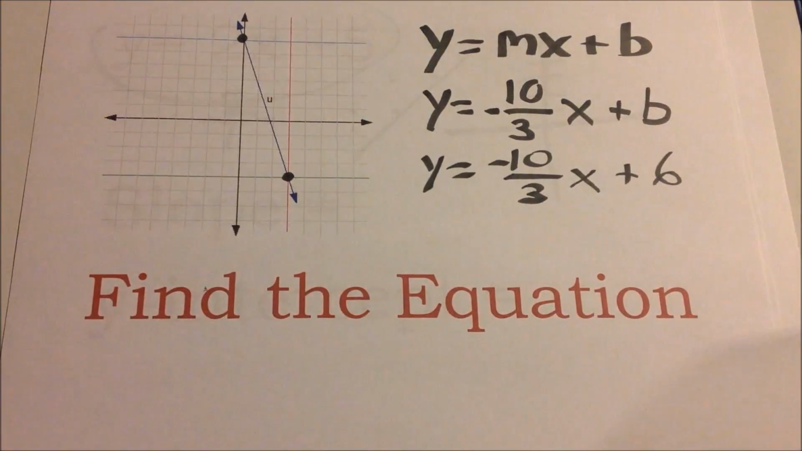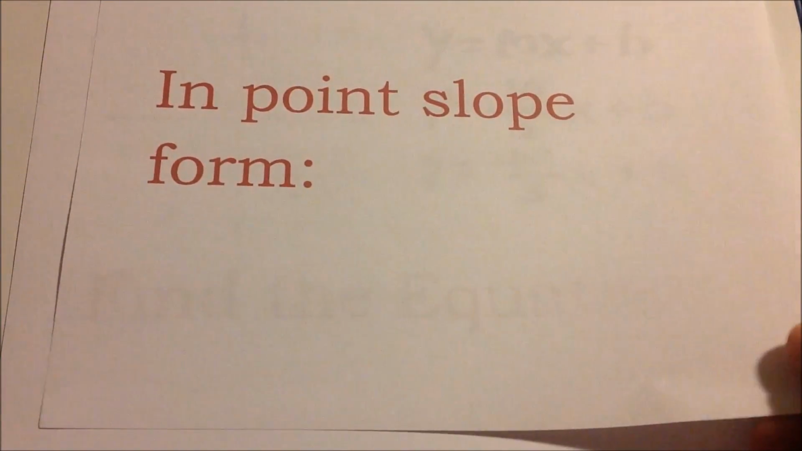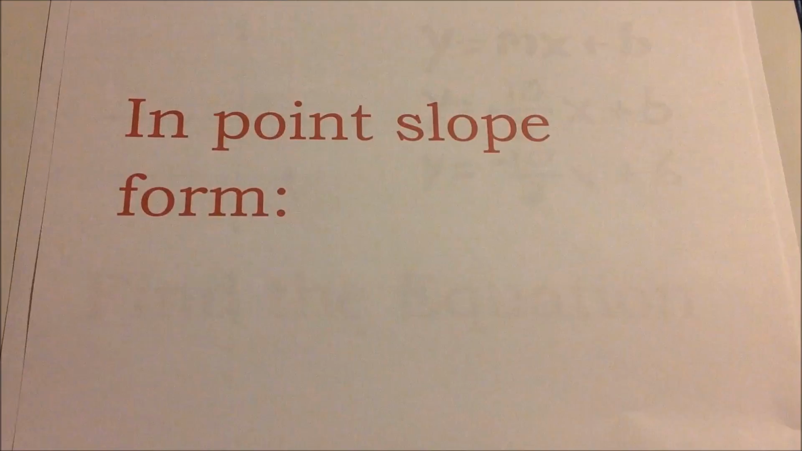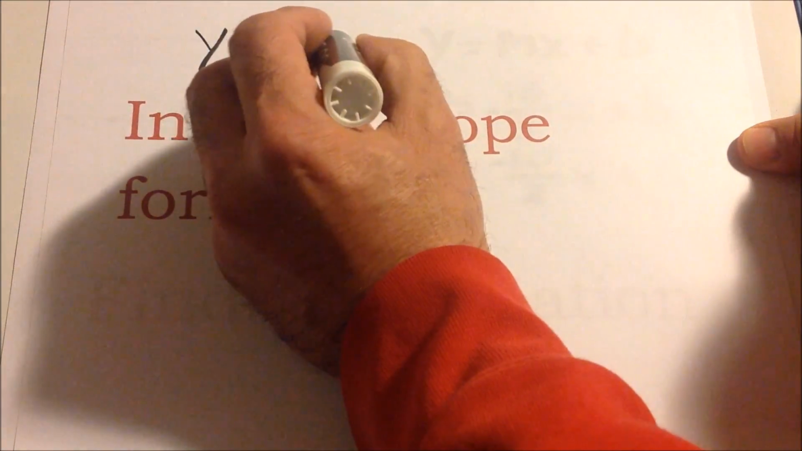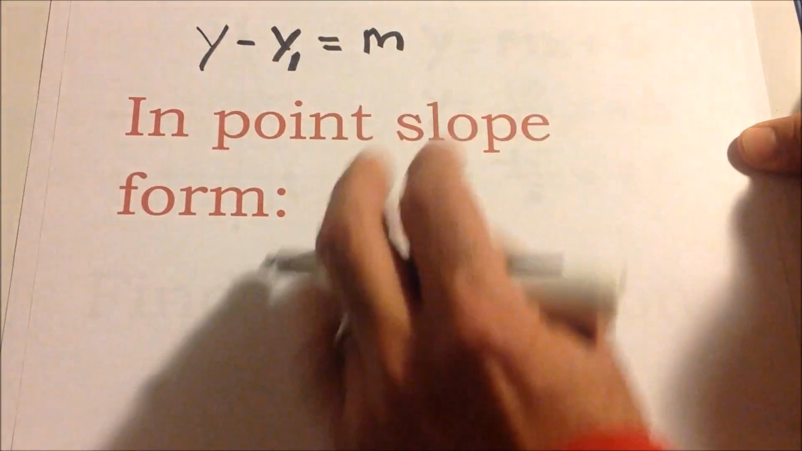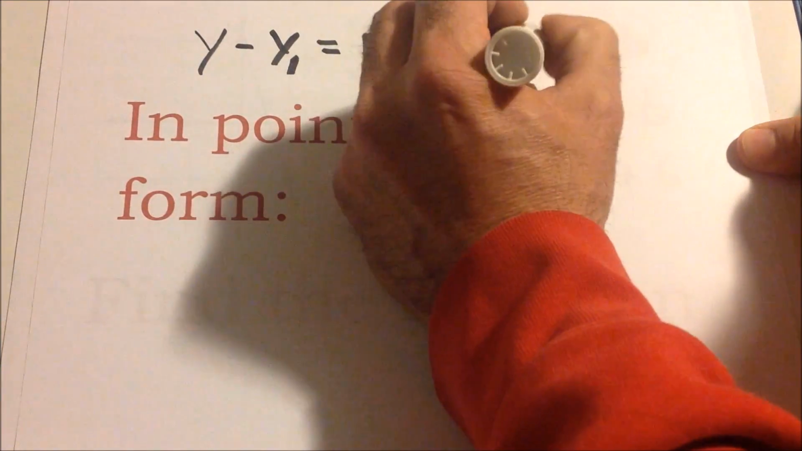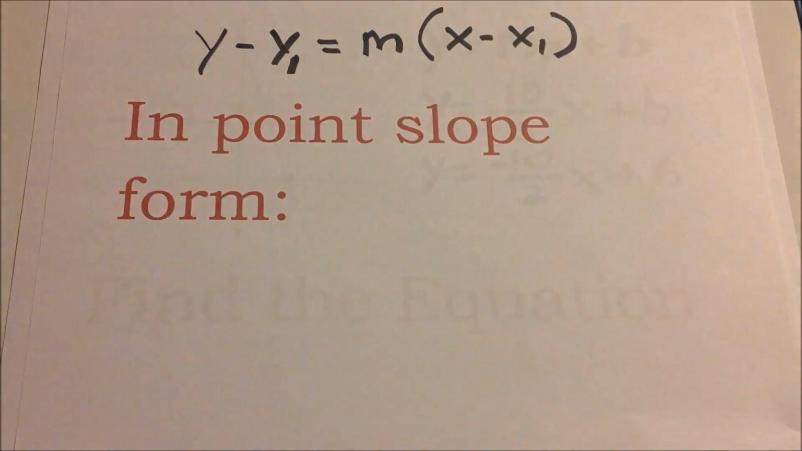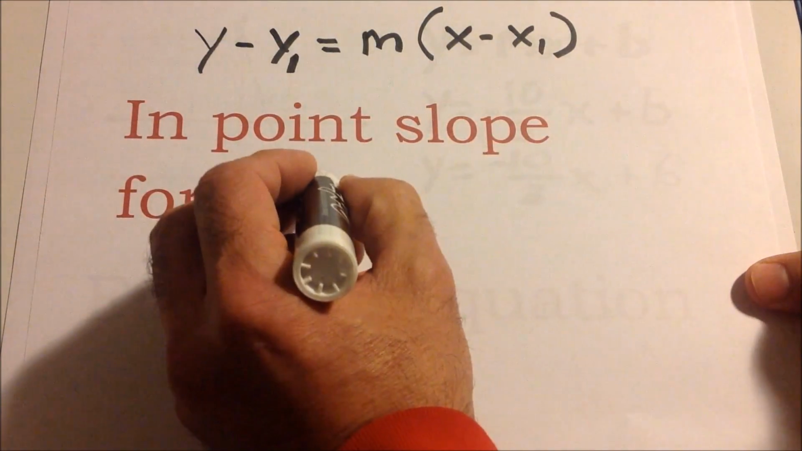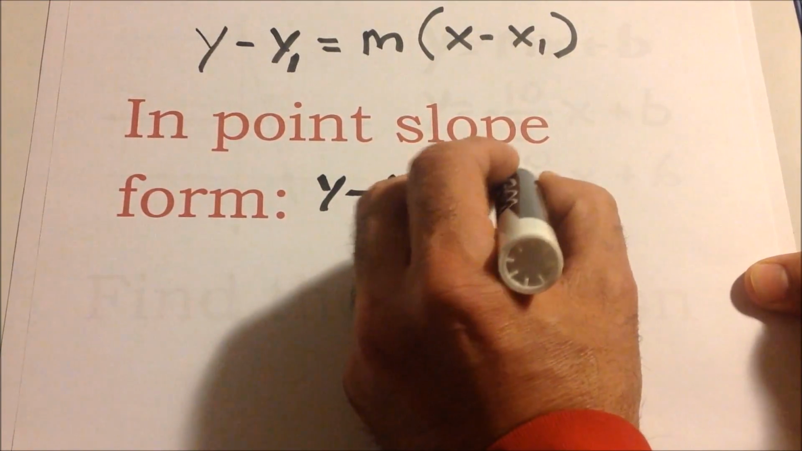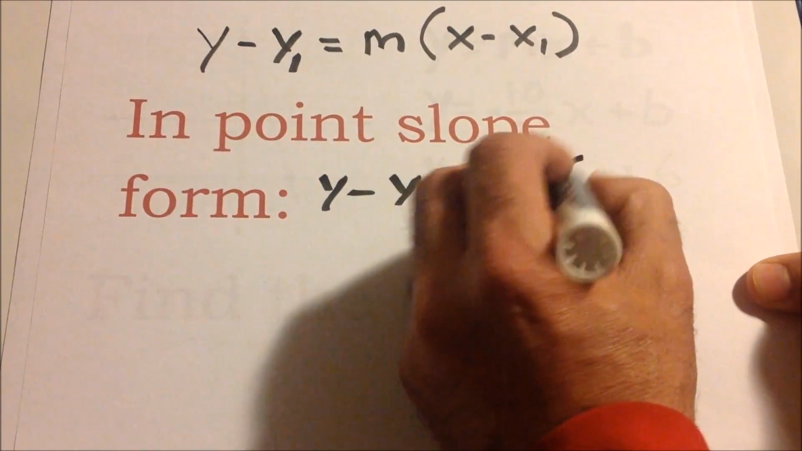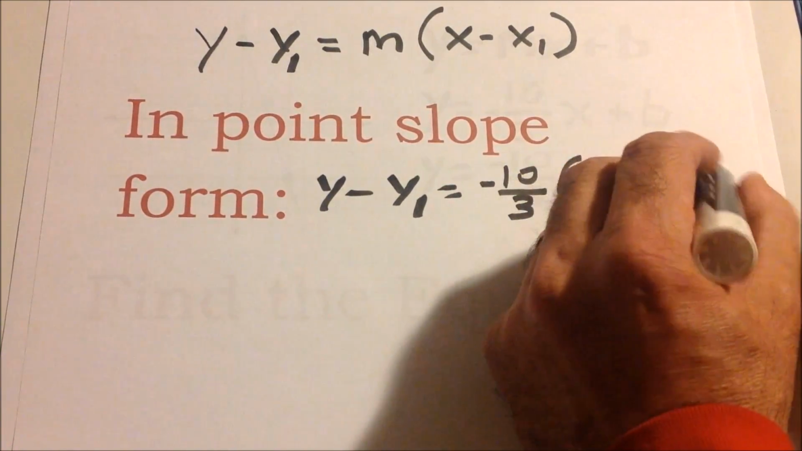So let's see, how do we do this same equation in point-slope form? So again, I'll write point-slope form up here. It's y minus y1 equals the slope times x minus x1. Basically we're using 2 y's and 2 x's. So we know the slope already. Remember the slope is negative 10 thirds, so we can write it again up here: y minus y1 equals negative 10 thirds, then we have x minus x1.